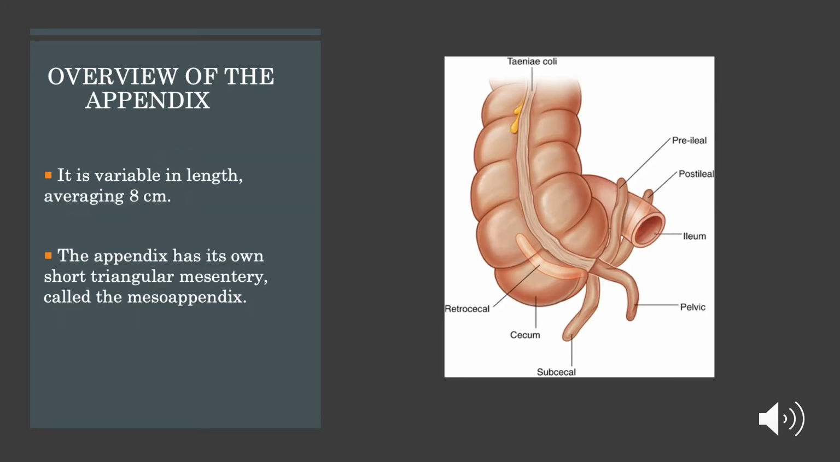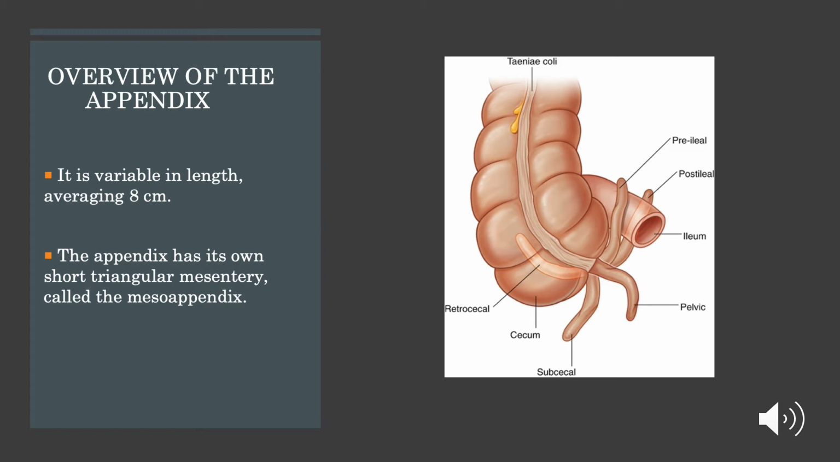A structure found on the cecum is the appendix. It can be variable in length and roughly 8 centimeters long. The appendix has its own short triangular mesentery called the mesoappendix. The position of the appendix is variable on the cecum.